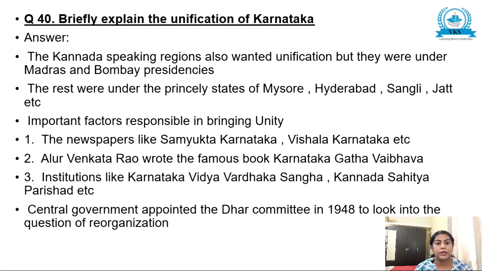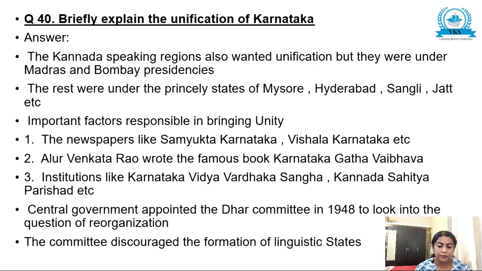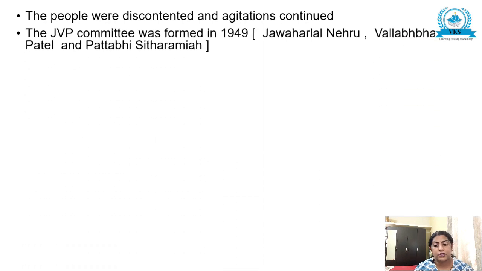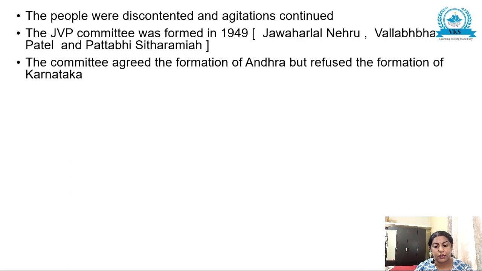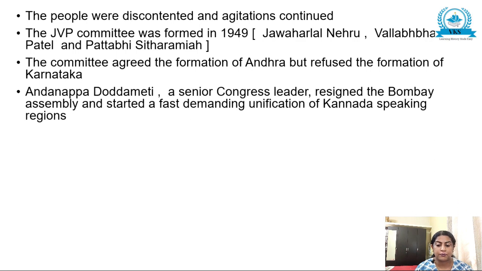Now the main unification movement happened when the central government appointed the Dhar Committee in 1948 to look into the question of reorganization of states. The committee discouraged the formation of linguistic states, and the people were discontented and agitations continued. After that, the JVP Committee was formed in 1949: Jawaharlal Nehru, Sardar Vallabhbhai Patel and Pattabhi Sitaramayya. The committee agreed to the formation of Andhra but refused the formation of Karnataka.